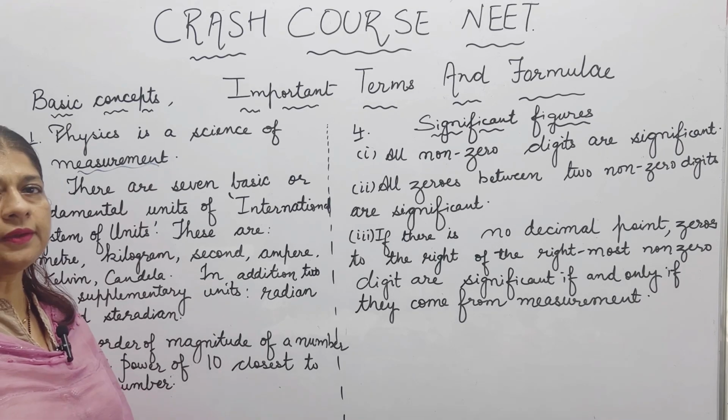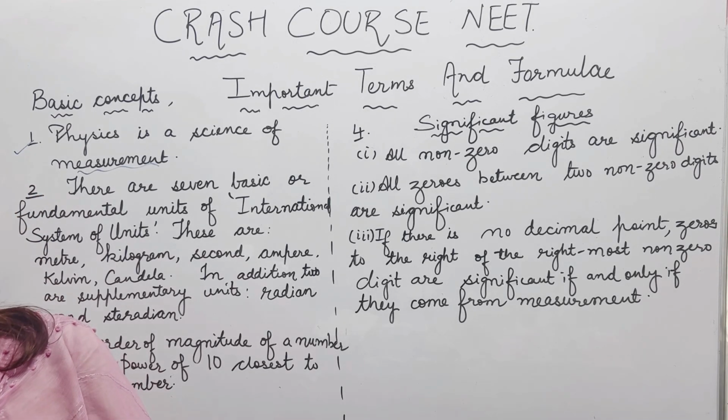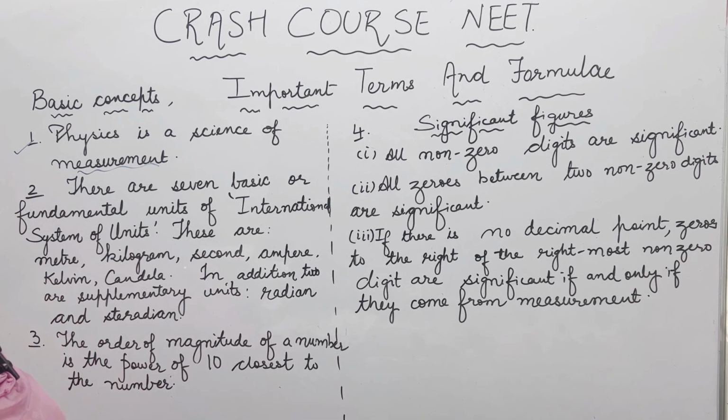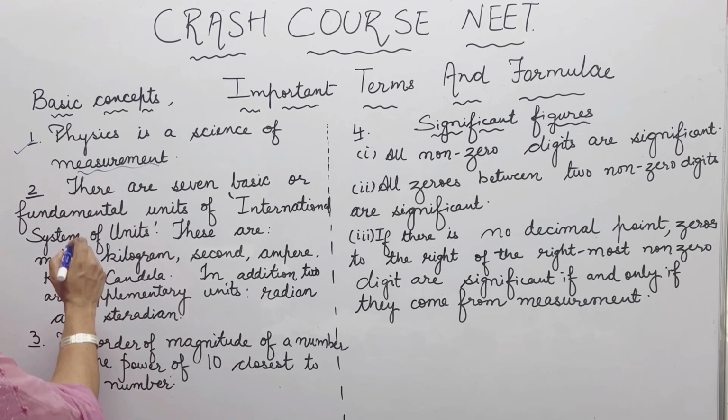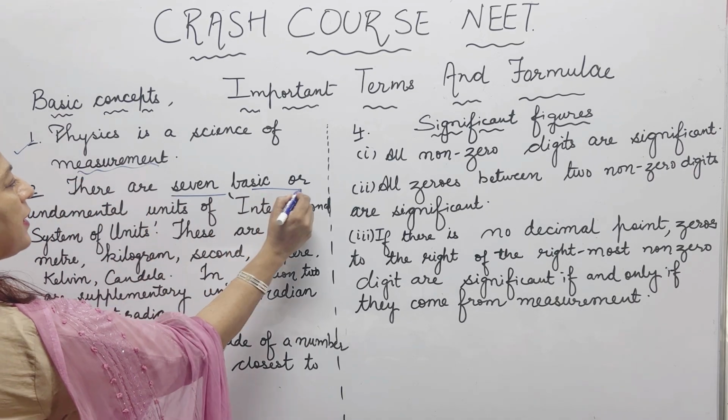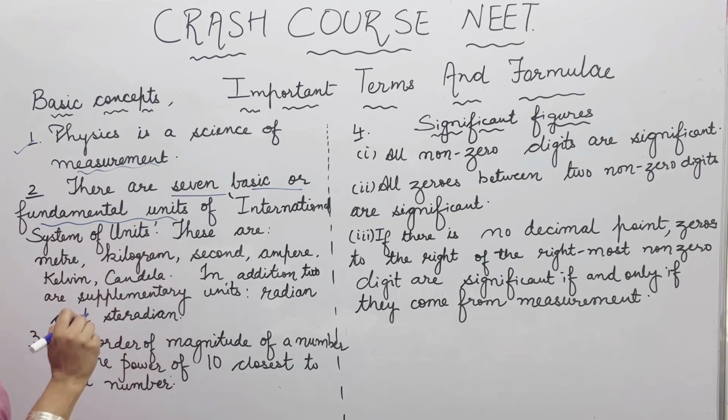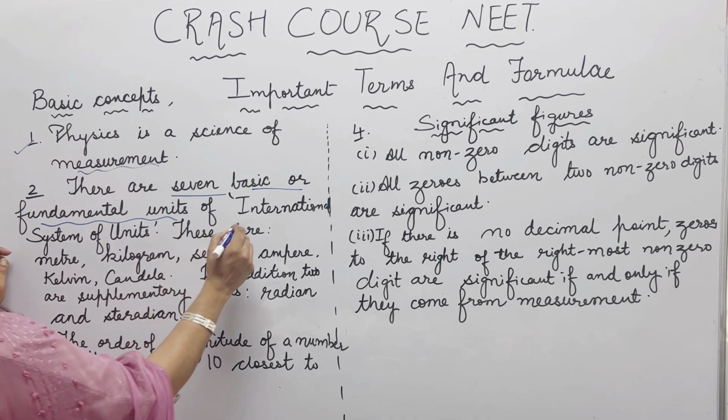Here we are taking the basic concepts, important terms and formulas related to unit number 1. First, physics is a science of measurement that deals with measurement. Next, there are 7 basic or fundamental units which can't be derived by multiplying or dividing other units. So they are 7 in number.